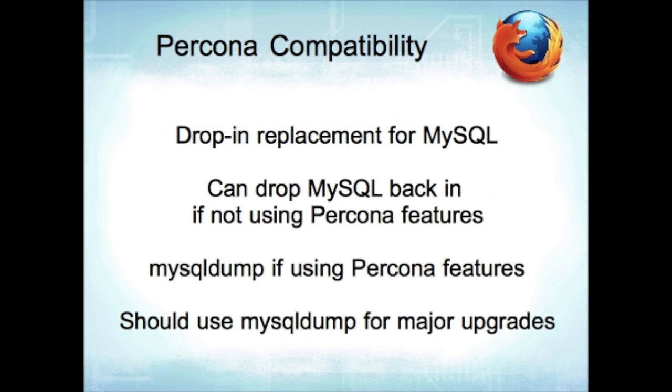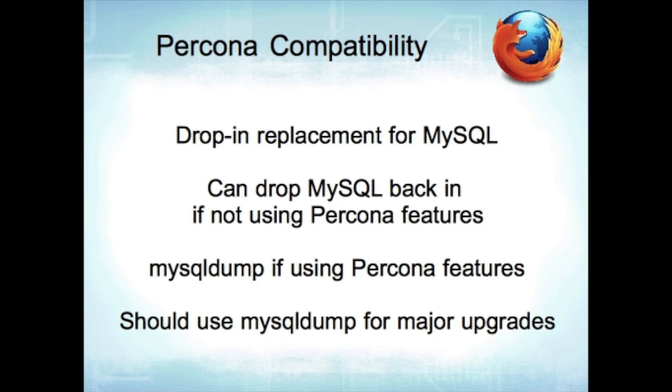Let's say you have a master and four slaves. You take one slave, you upgrade it, you do the mysqldump or change over to a new server, and then you can use Percona's XtraBackup to copy from that slave to all the rest. So you really only have to do it once per cluster. It's not that much of a big deal.